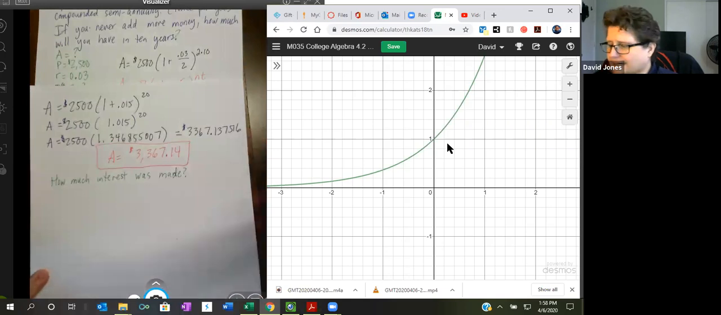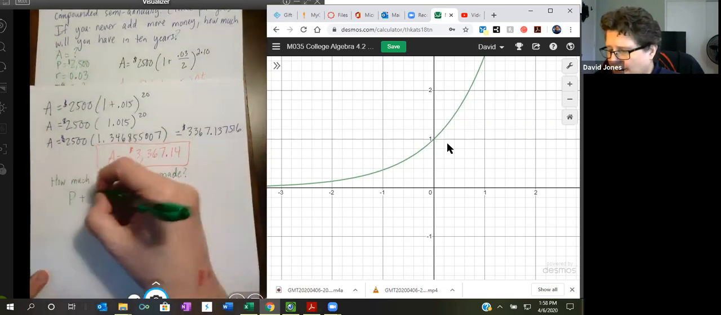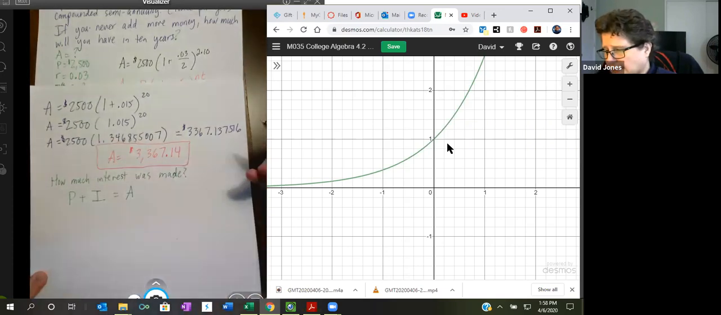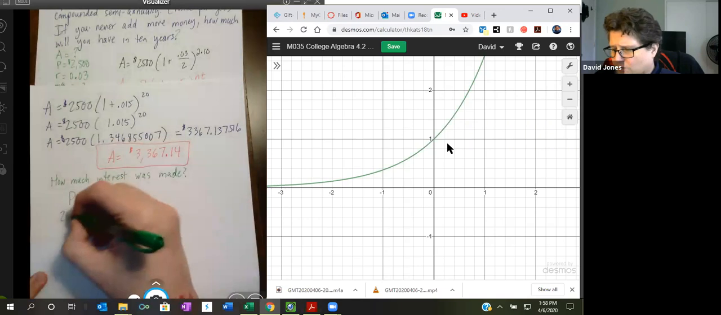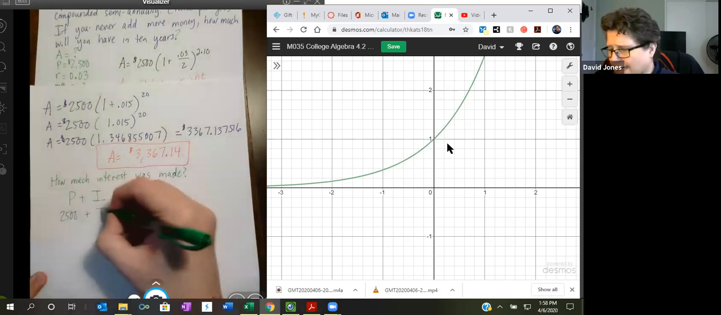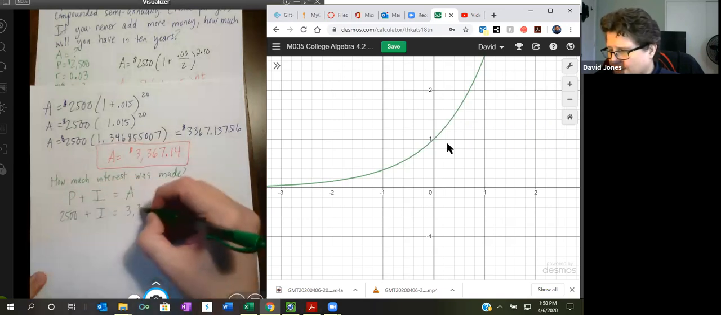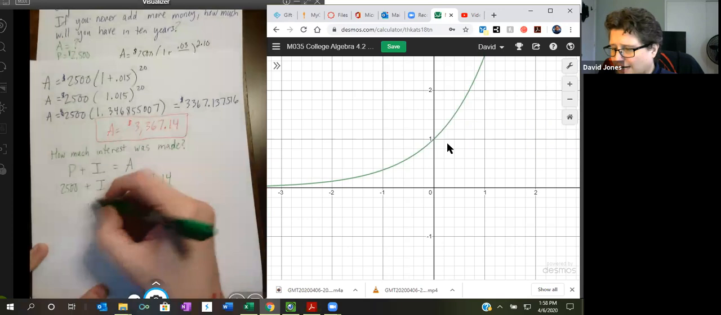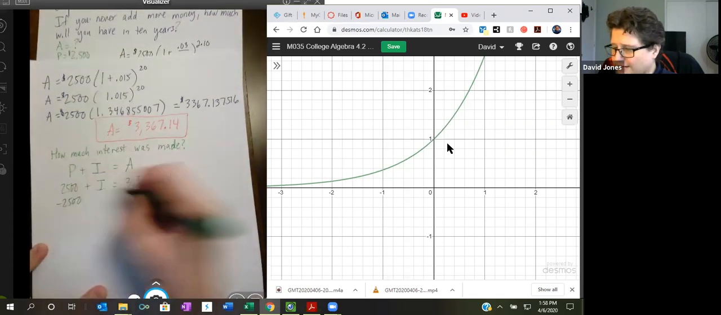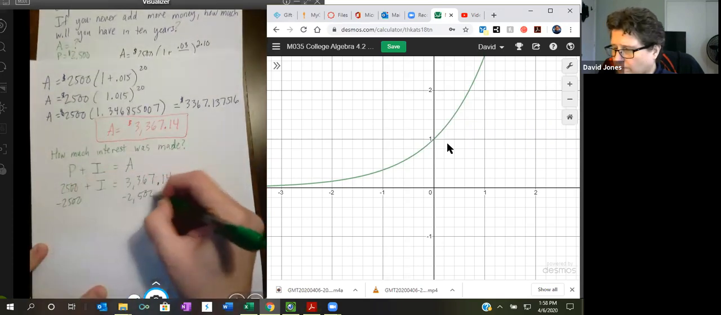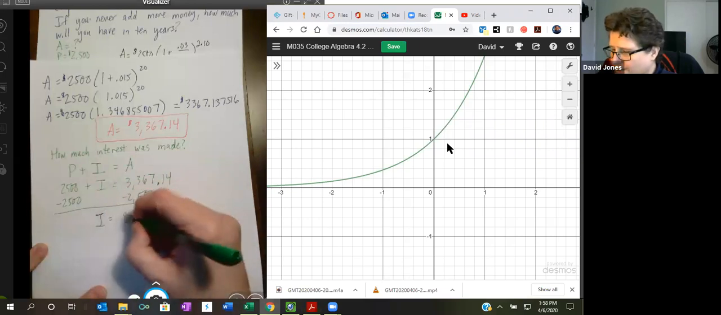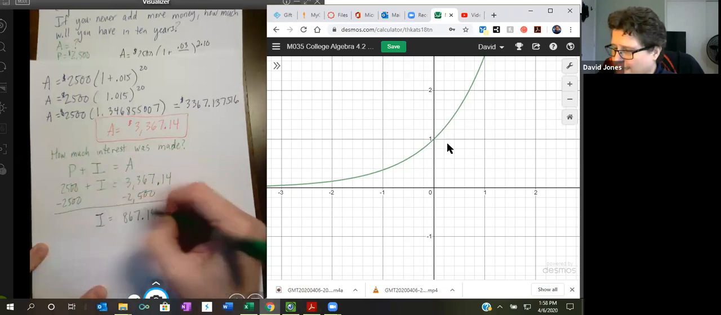Well, the idea is that if we have the principal and we add on the interest we make, we end up with the final amount. So we have 2,500 plus I equals 3,367.14. We solve for I by subtracting 2,500, and we get I equals $867.14.